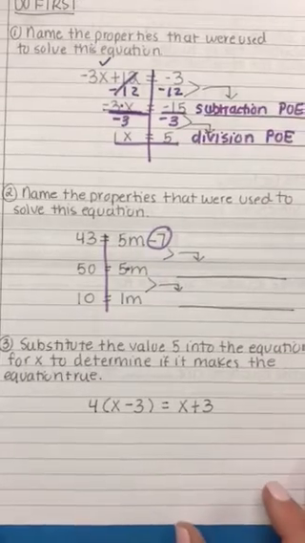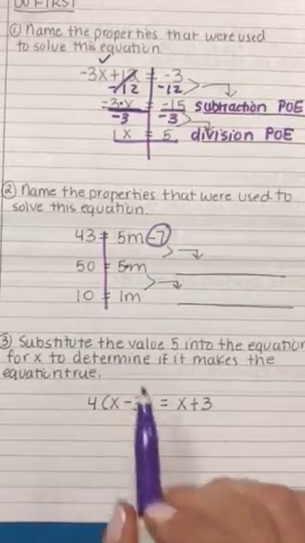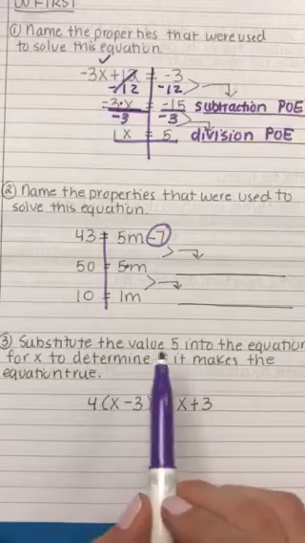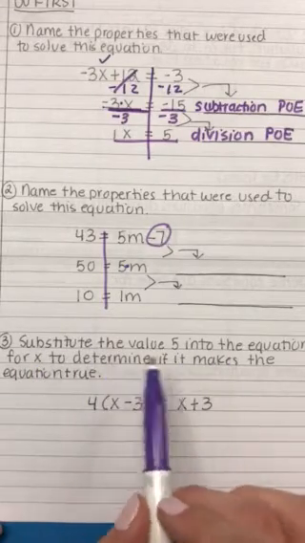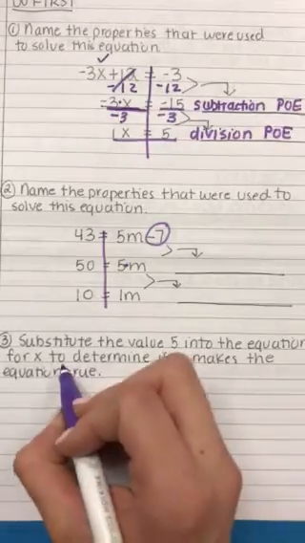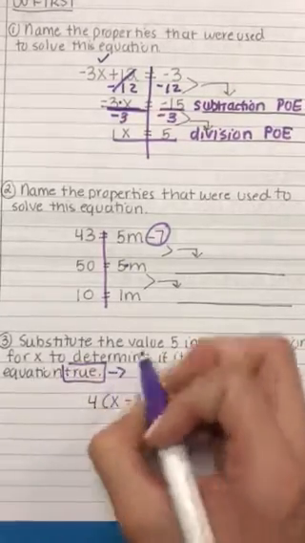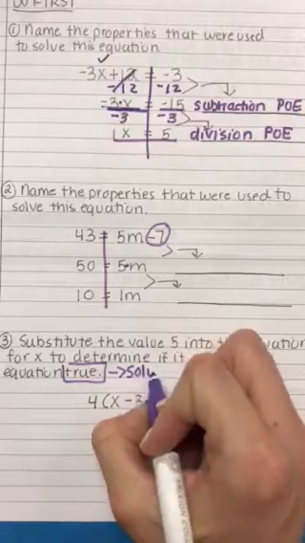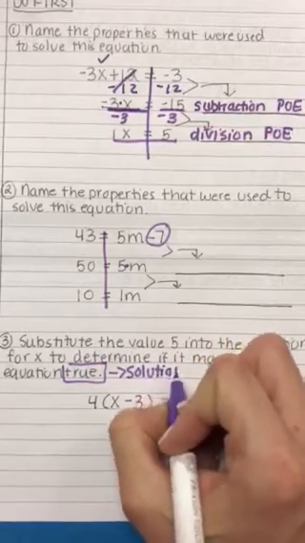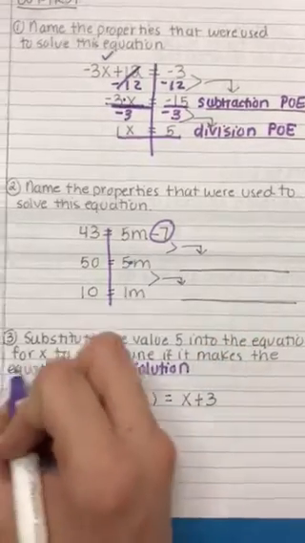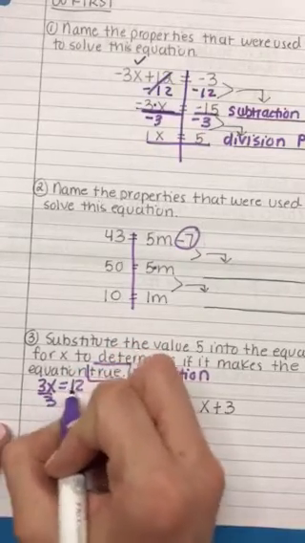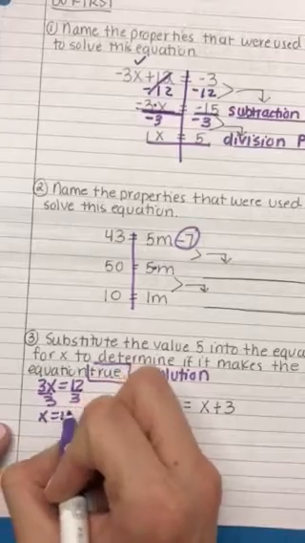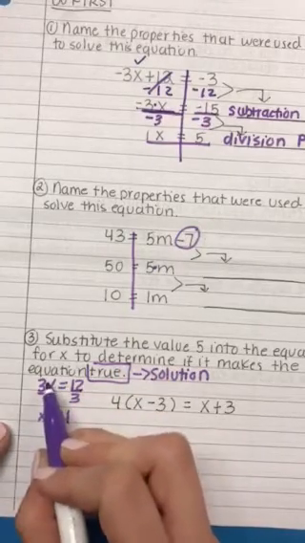All right, the next thing we're doing is we're looking at this problem. I'm going to do this one for you. It says substitute the value 5 into the equation for x to determine if it makes the equation true. So guys, anything that makes the equation true is a solution. Whenever we solve an equation, we get 3x equals 12. We divide by 3, we get x equals 4. This solution makes the equation true.